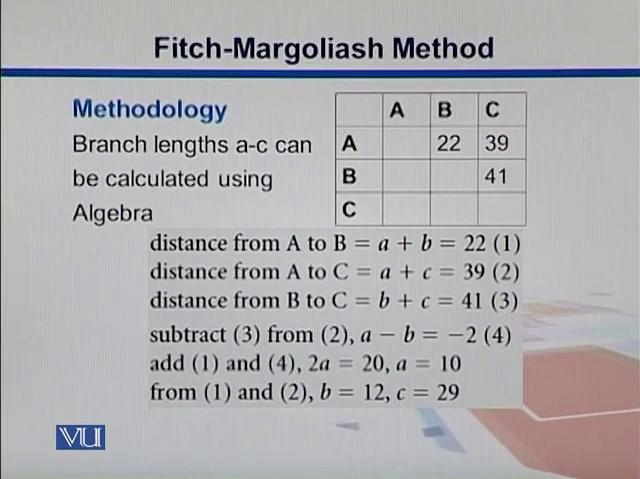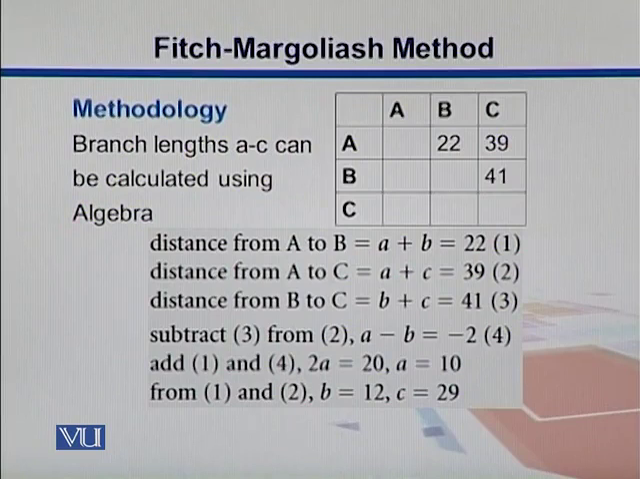Then we have the distance from A to C, which is a plus c, and that is equal to 39. So that becomes our equation number 2. Then we have the distance from B to C, which is b plus c is equal to 41. So that's our equation number 3. We play with these equations. For instance, we subtract 3 from 2 and we get a minus b is equal to minus 2. Now we take this equation, which is our equation number 4, and if we add 4 and 1, we can come up with 2a is equal to 20, and we find that a is equal to 10.